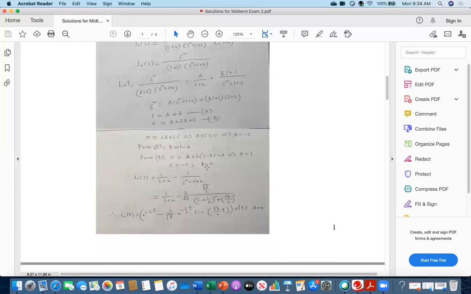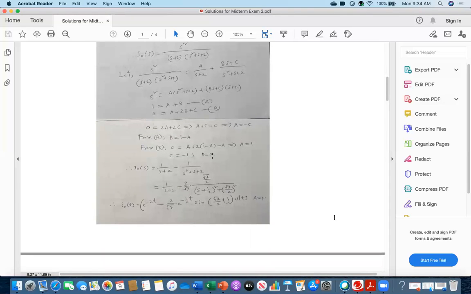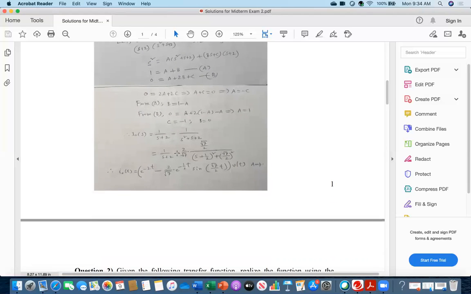My B value is 0, A value is 1, and C value is minus 1. And then I got this one, 1 over s plus 2. Here, as you can see, s squared plus s plus 2. You can write s plus half whole square. But then here you are getting 1 by 4, but here it is 2. So therefore remaining is 7 over 4.